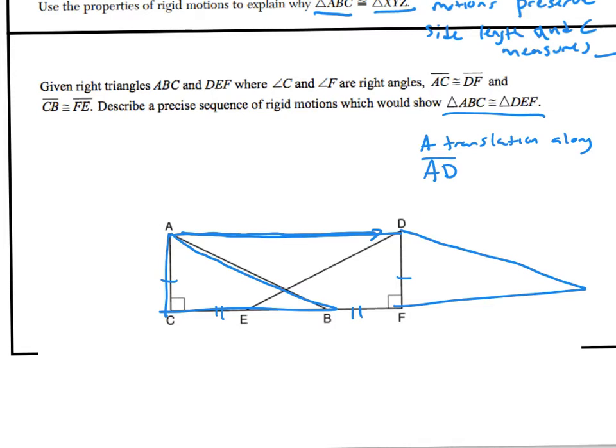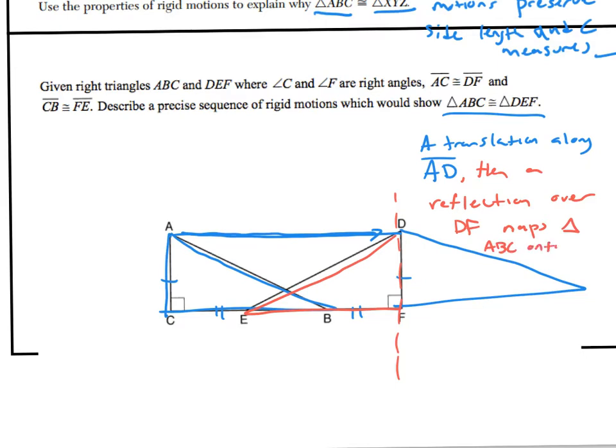Okay. So now that we've got it over here, we're going to just reflect it over this line DF. And if we reflect over DF, I know it doesn't look like it from my picture, they will map perfectly onto each other. So then we're going to do a reflection over DF, which maps triangle ABC onto triangle DEF. Done and done.